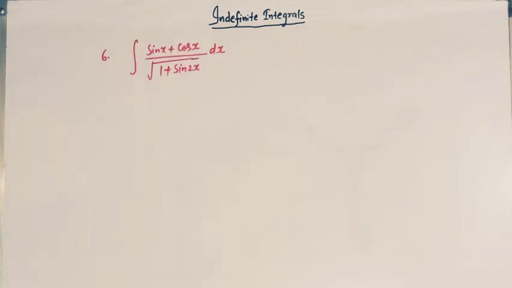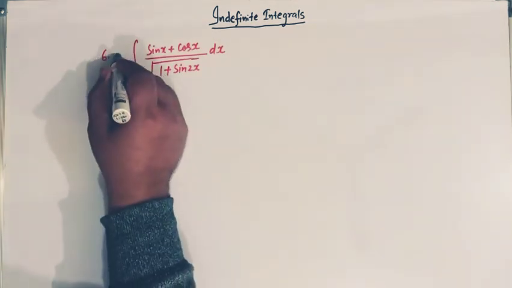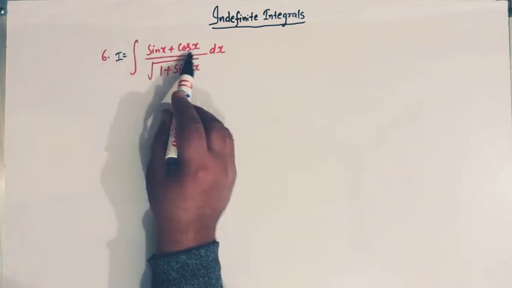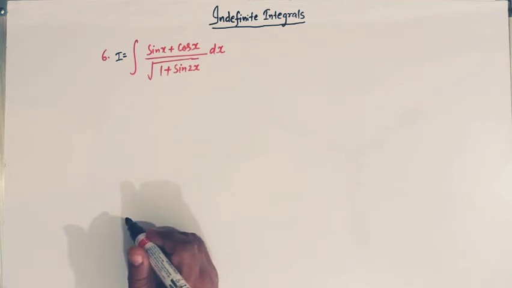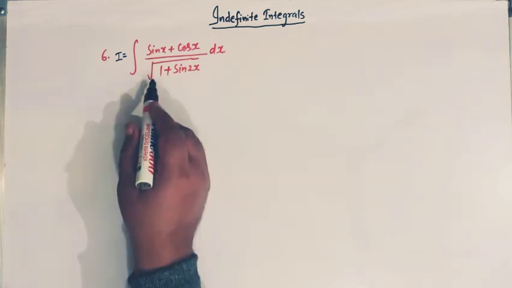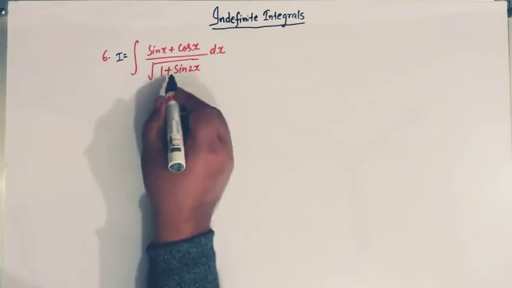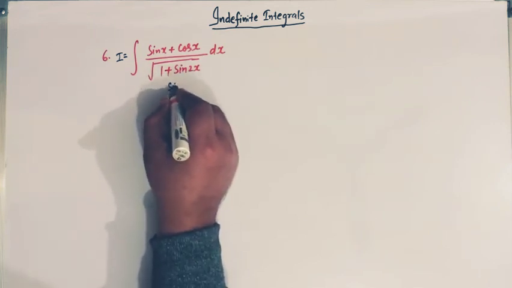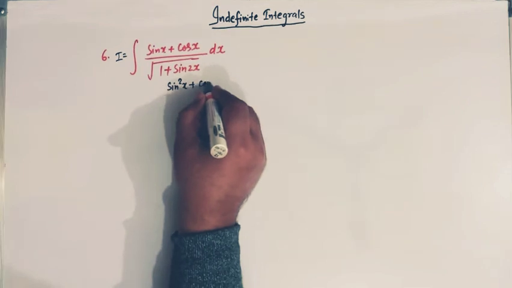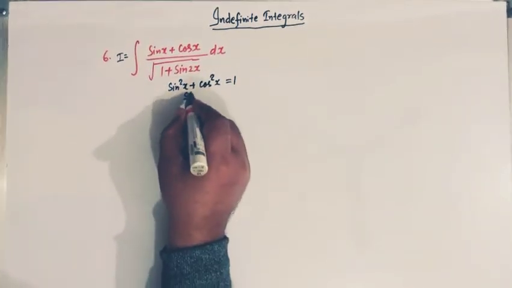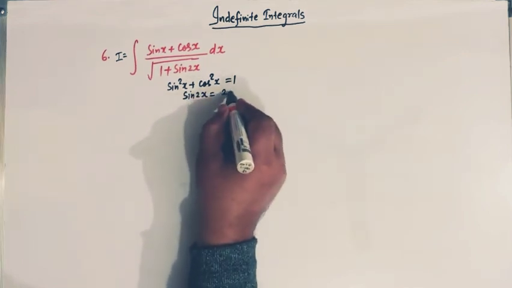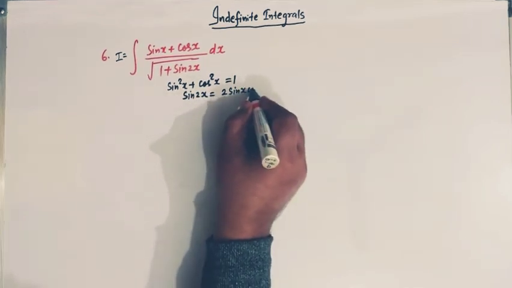Now let us take one more problem. Here we have to integrate (sin x + cos x) divided by the square root of 1 + sin 2x. Here again we'll make use of the trigonometric identities. We'll use sin²x + cos²x = 1, and sin 2x can be written as 2 sin x cos x.